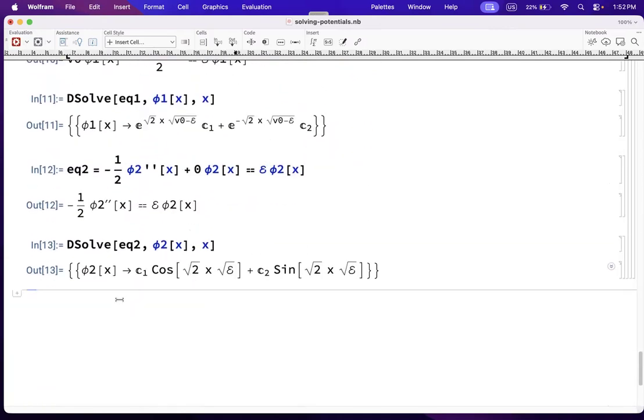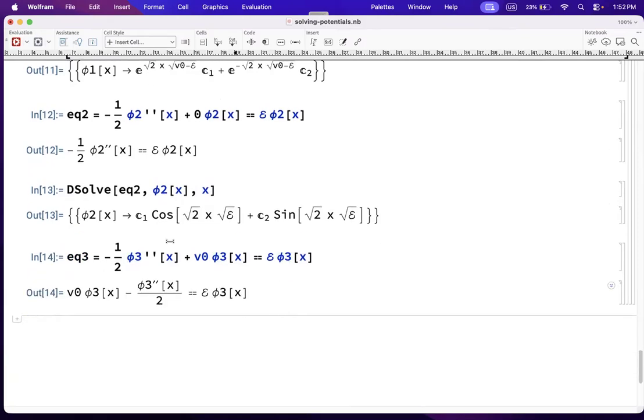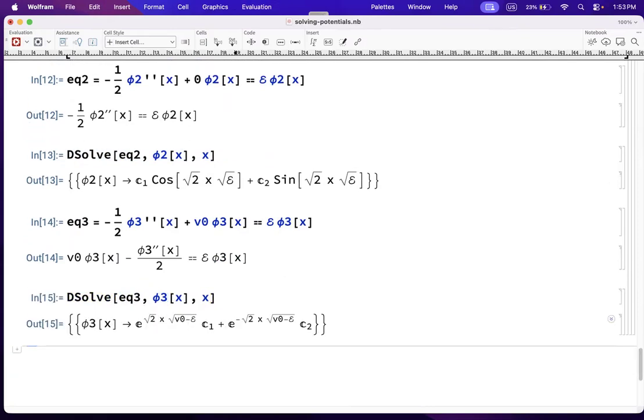Okay. And finally, for equation 3 is equal to this. I'm going to copy this, please. Paste it here and change it, right, to 3. Here again, we have V0 phi 3, right? That is my equation 3. And we're going to solve this, right? So I'm going to copy this and change the equation 3 with phi 3. That is back these solutions, okay? Don't forget to save it. I'm going to pause this here.